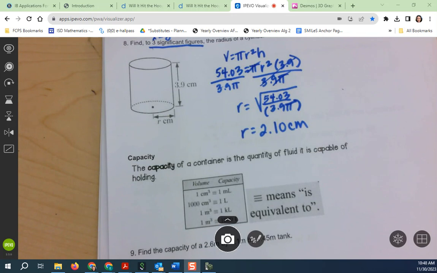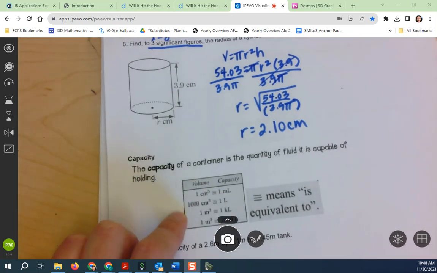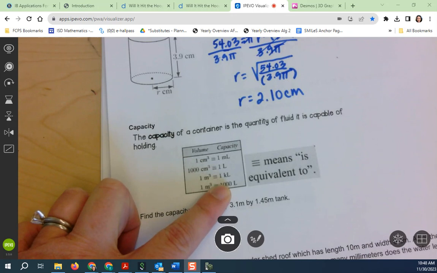All right, capacity. Capacity is when you change cubic meters to kiloliters. KL is kiloliters. This chart makes it look confusing, but it's actually quite easy. 1 cubic centimeter is 1 milliliter. 1 cubic meter is 1 kiloliter. If you get cubic millimeters, then we got to do some conversions. But other than that, we're good. Okay? You can, of course, change cubic meters to liters, but you don't have to.